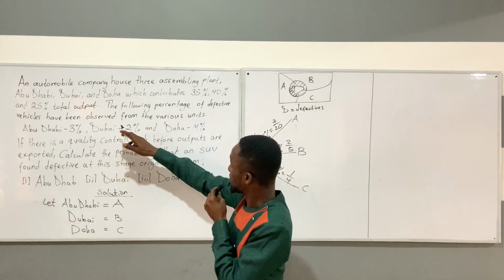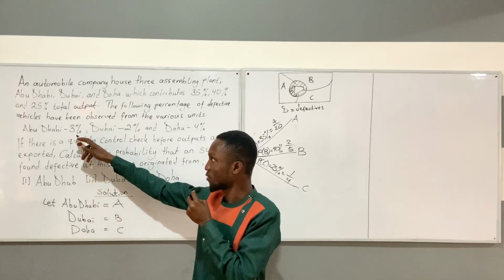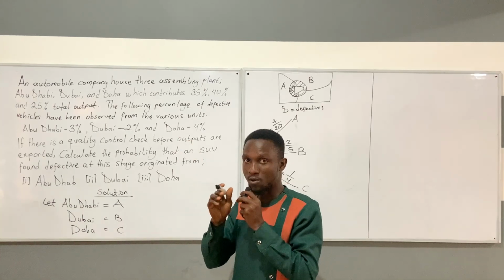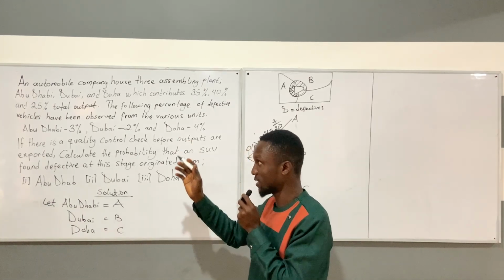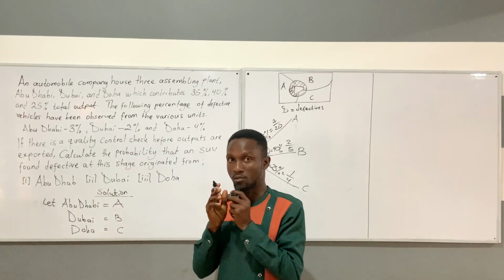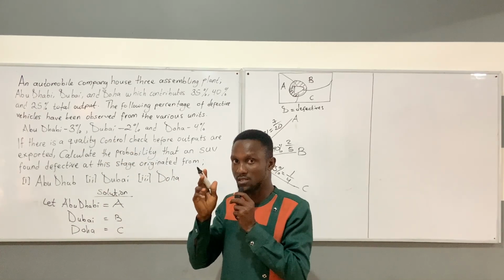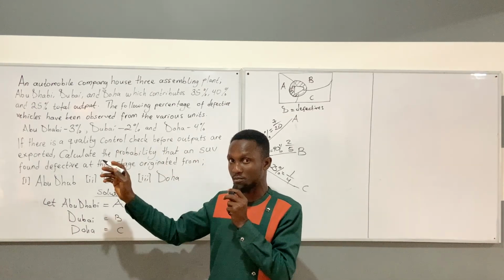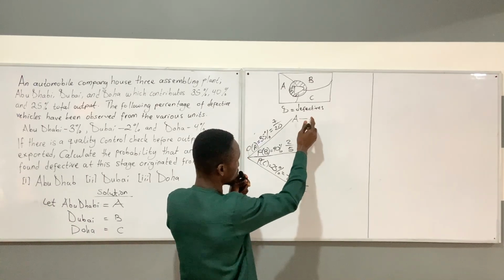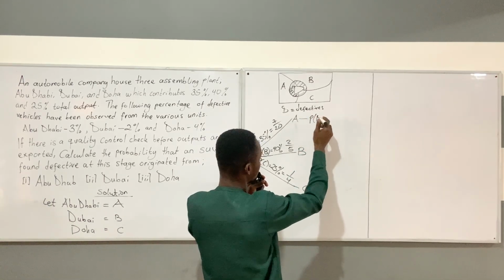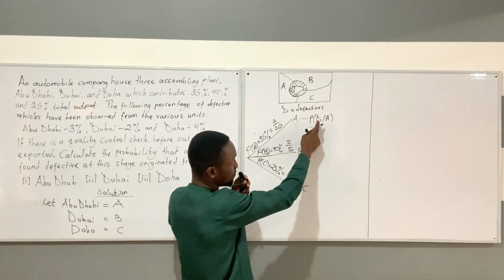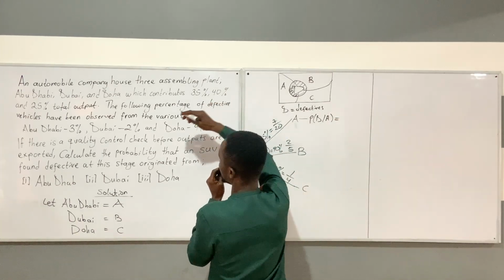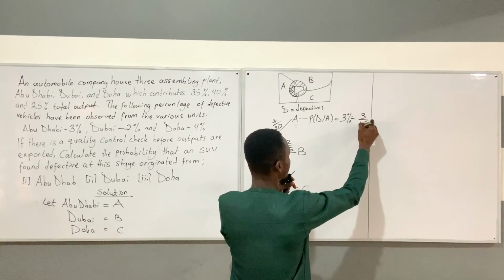Now he said the defectives from the various units were found to be 3%, 2%, and 4% respectively. When you look at this, it means that when plant A was producing the vehicles, it has a defective rate of 3%. It means that defective D as A has occurred, where A stands for plant Abu Dhabi. So this is where you put it. Let's assume we put it here. That is the probability of the defective given A occurred, meaning the probability of a defective coming out from plant A gave us 3%. So we have 3 divided by 100.